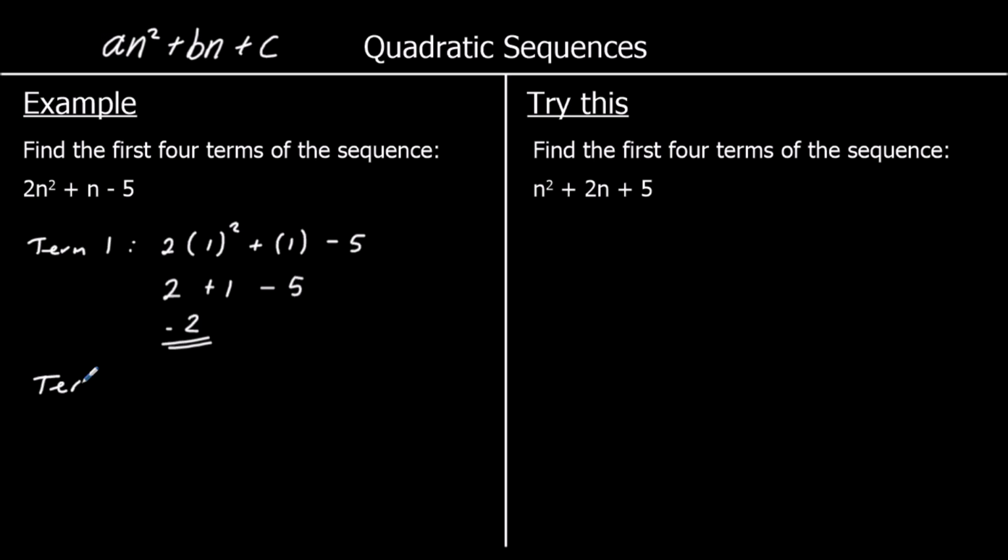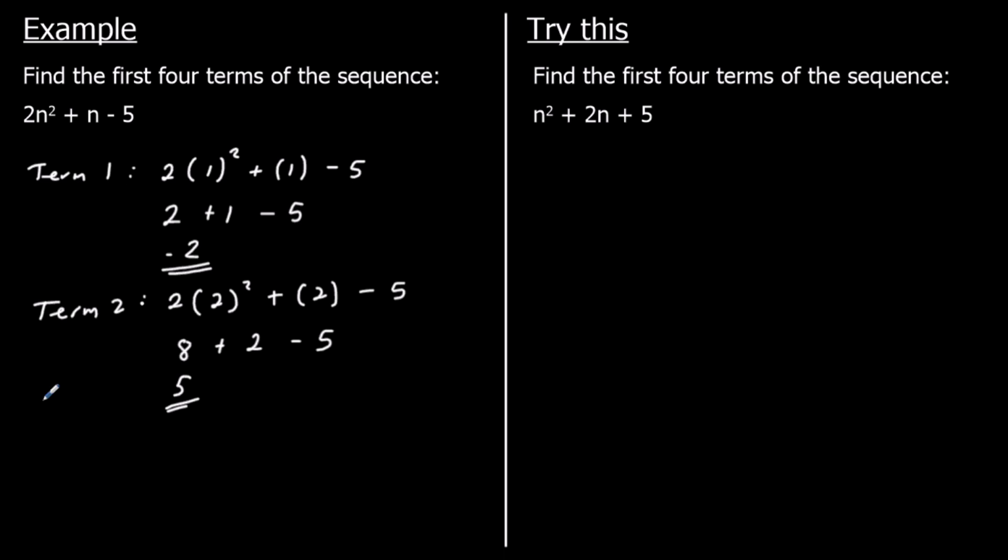For term 2, the second term, it's going to be 2 times 2 squared, which is changing n into 2, plus 2 minus 5. So that's 2 squared is 4, so 2 4s are 8, plus 2 minus 5. 8 plus 2 is 10, 10 minus 5 is 5. So term 2 is 5.